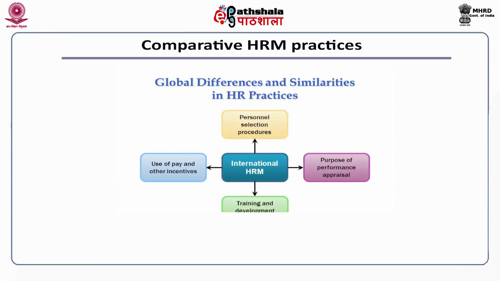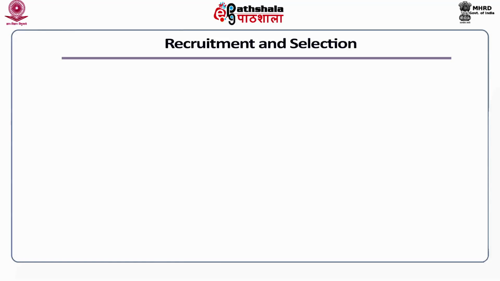In this exhibit, the global differences and similarities in the HR practices are shown. As we are seeing, there are again four main bases for the differences at the global level, and these bases are the personal selection procedures, purpose of performance appraisal, training and development practices, and finally the use of pay and other incentives, which is a part of the compensation. Recruitment and selection in United States of America.